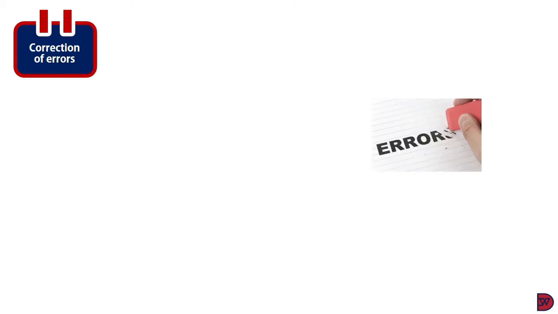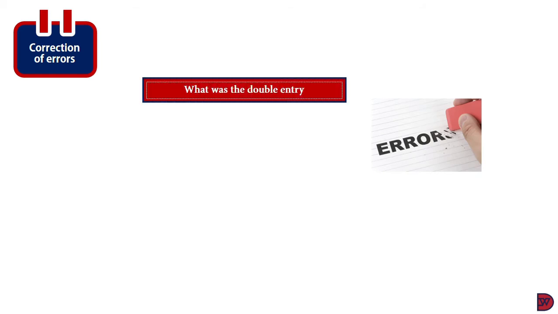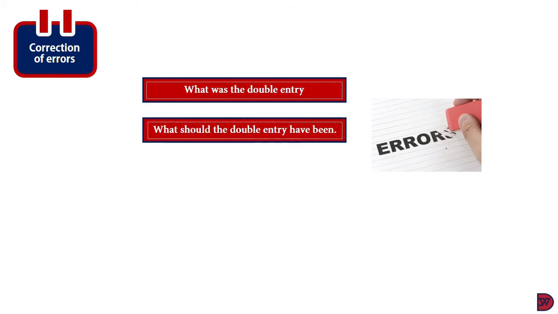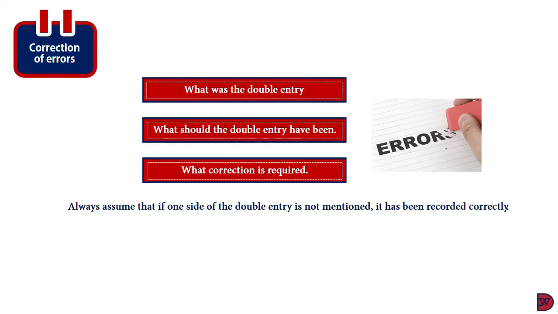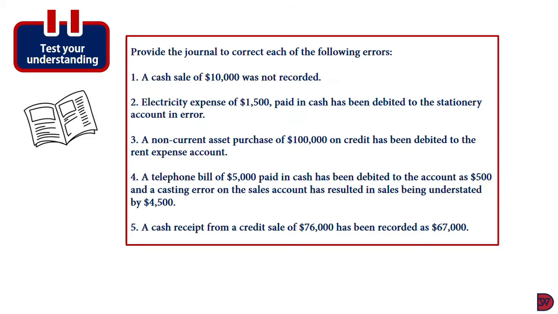So when correcting these errors, a good approach is to consider first, what was the double entry that was made out of the error? Secondly, what should that double entry have been, if not for the error? Then lastly, we effect the necessary correction based on the second point. Here we always assume that if one side of the double entry is not mentioned, then it has been recorded correctly.